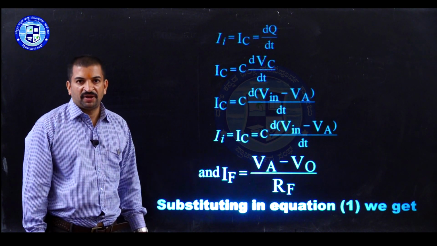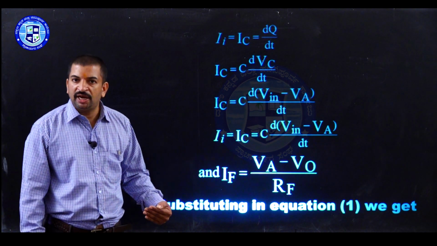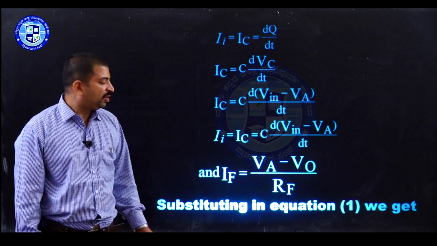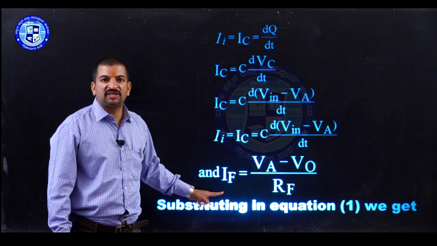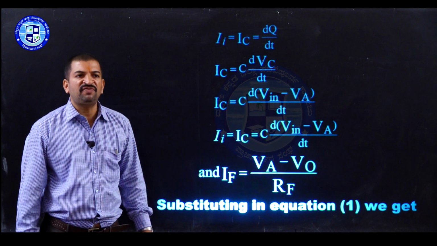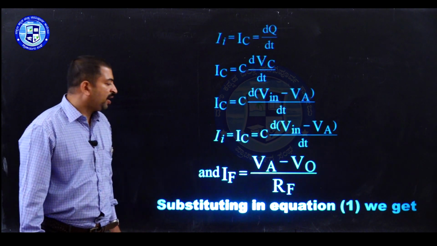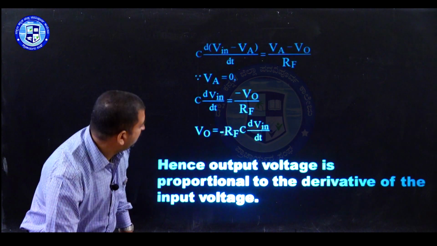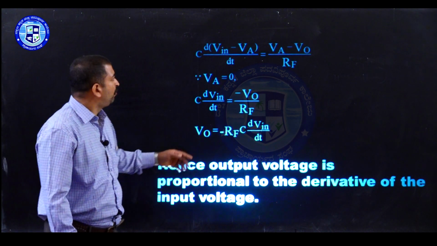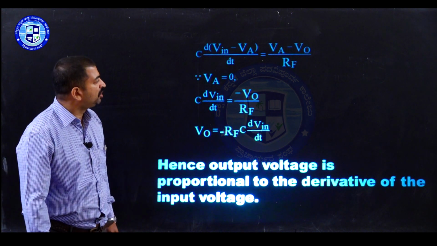Now what is IF? IF is the current flowing through the feedback resistor. One end of the feedback resistor is at the inverting terminal and the other end is at the output terminal. So the current flowing through the feedback resistor is given by the formula VA minus V naught divided by RF. So IF is equal to VA minus V naught divided by RF. Now let us substitute in the above equation: C into d by dt of Vin minus VA is equal to VA minus V naught divided by RF.